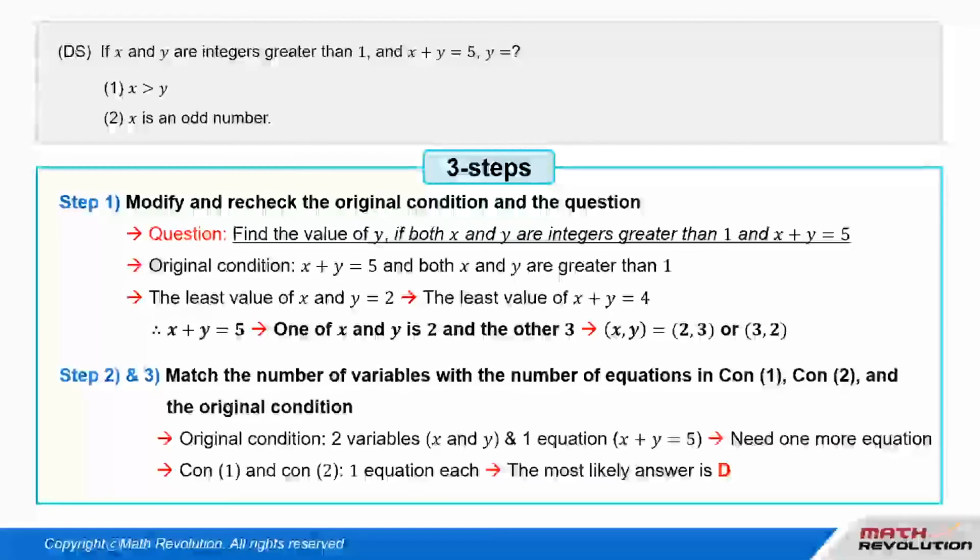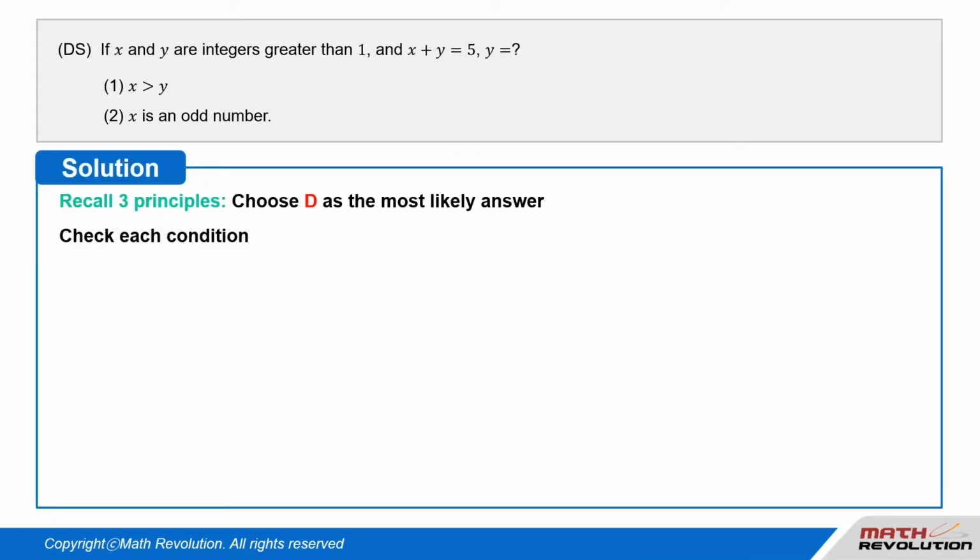Follow the second and the third steps. From the original condition, we have 2 variables, x and y, and one equation, x plus y equals 5. To match the number of variables with the number of equations, we need one more equation. Since conditions 1 and 2 will provide one equation each, D would most likely be the answer. Recall 3 principles and choose D as the most likely answer.